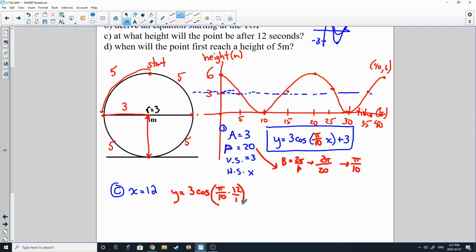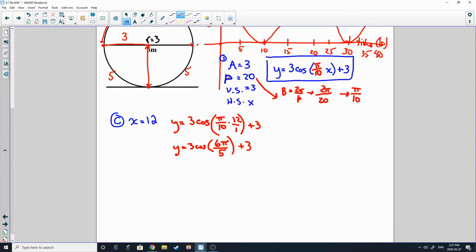So I'm going to plug in 12 for x. I wrote it as 12 over 1. Don't let that trip you up. I have fractions, so I just automatically do that. So I can cross-reduce here. I can divide them both by 2. So I'm basically going to get y equals 3 cos. Now, when I divide, I'm going to get 6 over 5. And I get 6 pi over 5, and I can't reduce that anymore. Now, you can check using coterminal angles, but we don't do anything divided by 5, so it's clearly not an exact value. So you will go to your calculator at this point and plug it in.